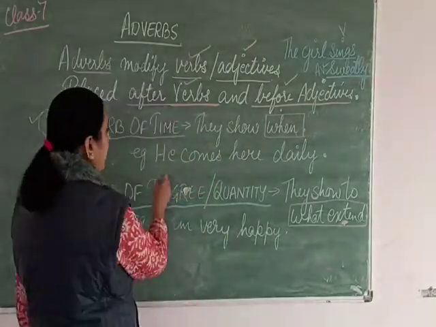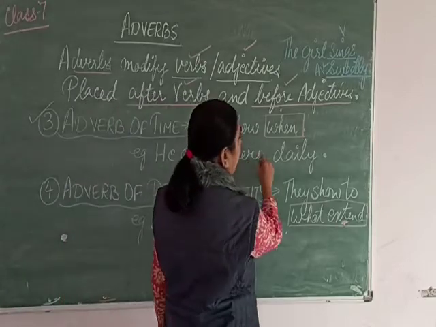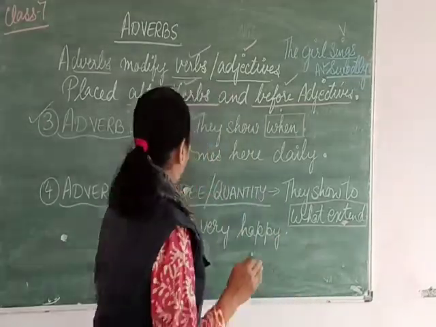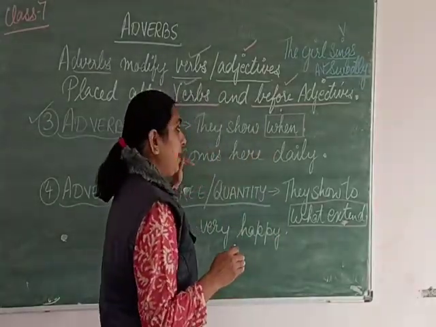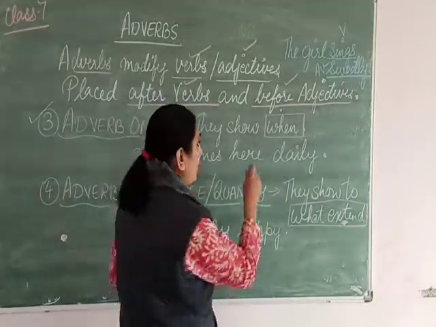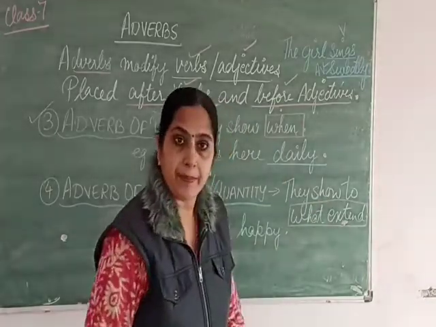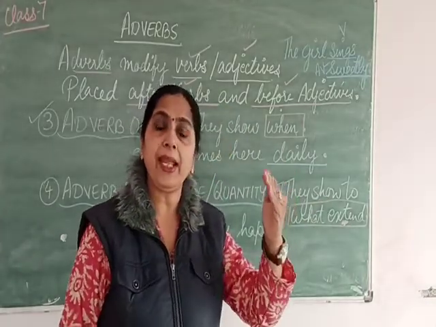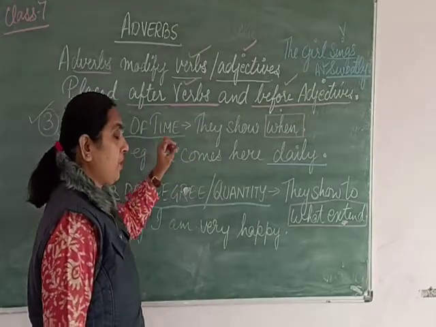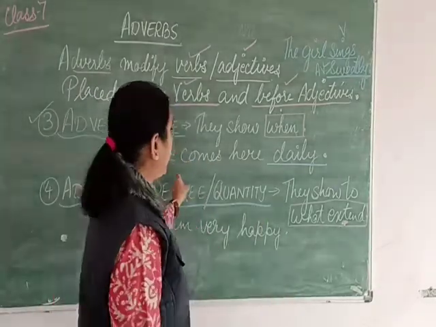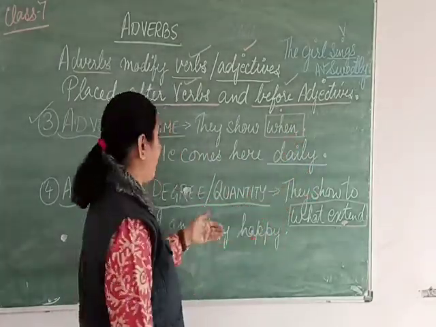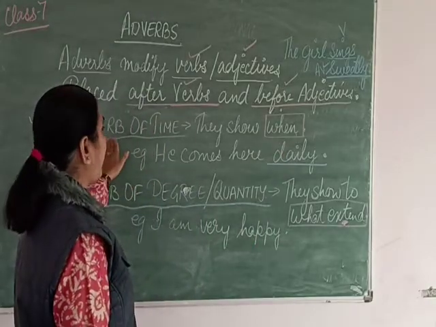Like for one example, he comes here daily. Now what does this sentence indicate? He comes here daily. That the person comes to the place every day. So this is indicating what? Time. How frequently he comes. In the sentence it reflects how many times that person comes. He comes here daily, the frequency of his arrival. So this indicates adverb of time.